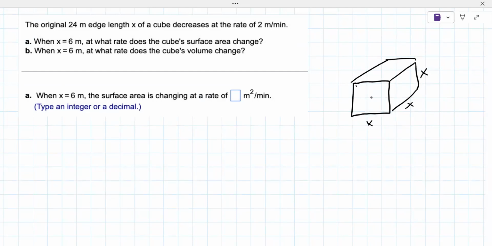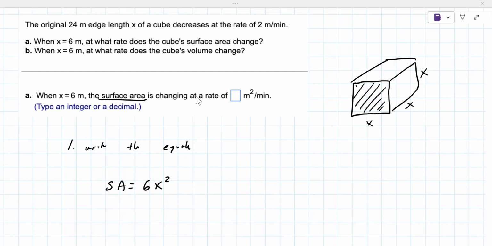Okay, so thing one that you have to do in all these problems is write the equation. And you're like, the equation for what? In this case, it's the surface area. So one of the faces is x times x. Okay, but there's 6 of them because it's a cube. So the surface area, SA, is 6x squared. So you have to write the equation. They're not going to give it to you. You're going to have to figure that out yourself. Because it's a cube, you can remember it's always 6x squared.